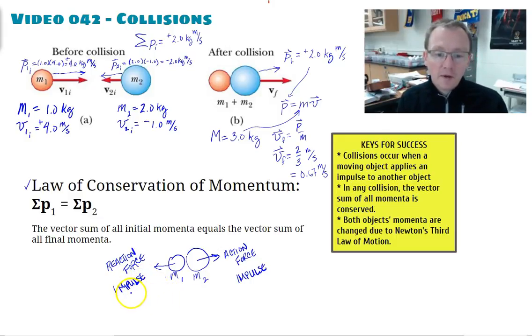And we know that an impulse must equal, because of the impulse-momentum theorem, a change in momentum. So if we have an impulse for this object, it's changing its momentum. And we have an impulse for this object, it's changing its momentum also. So we're wrapping up a lot of the ideas, putting them together in such a way that we can see how this works. So we've got impulses, all the momenta is conserved, and it's because of Newton's third law.